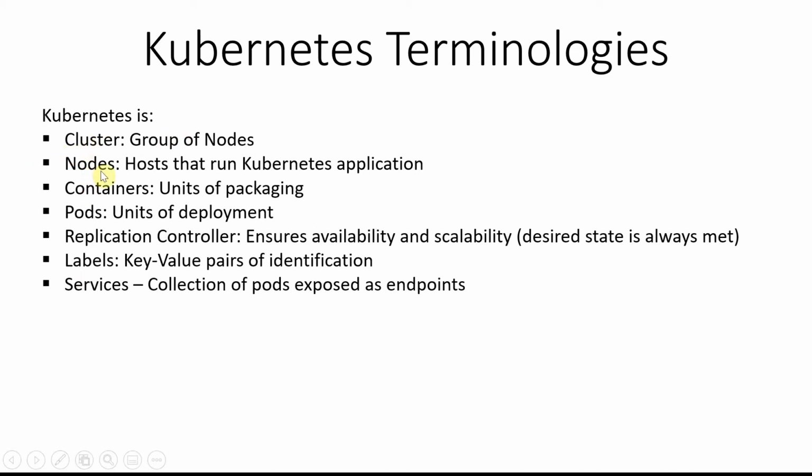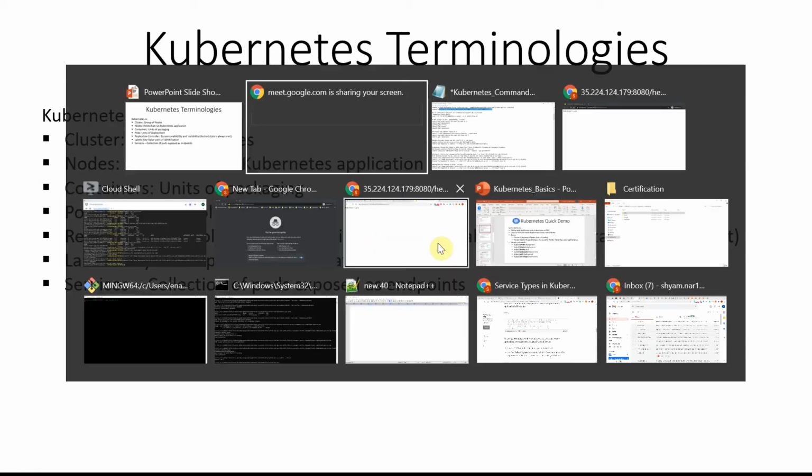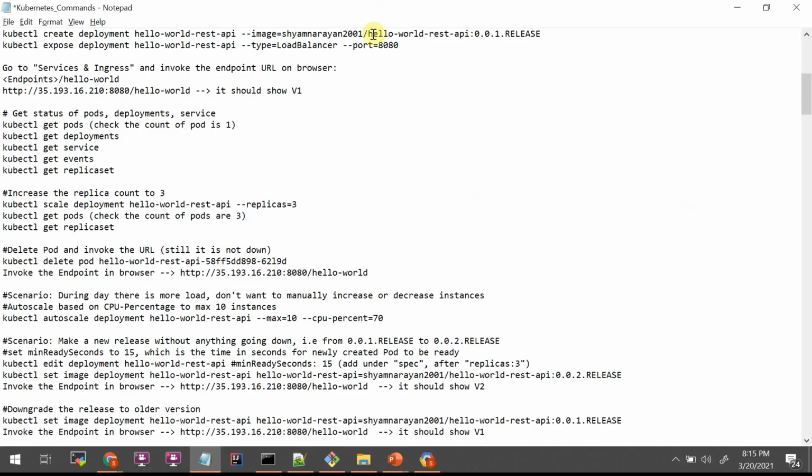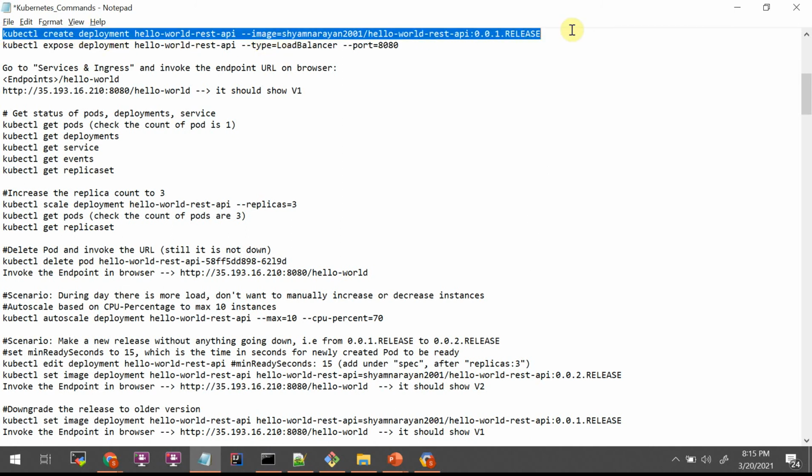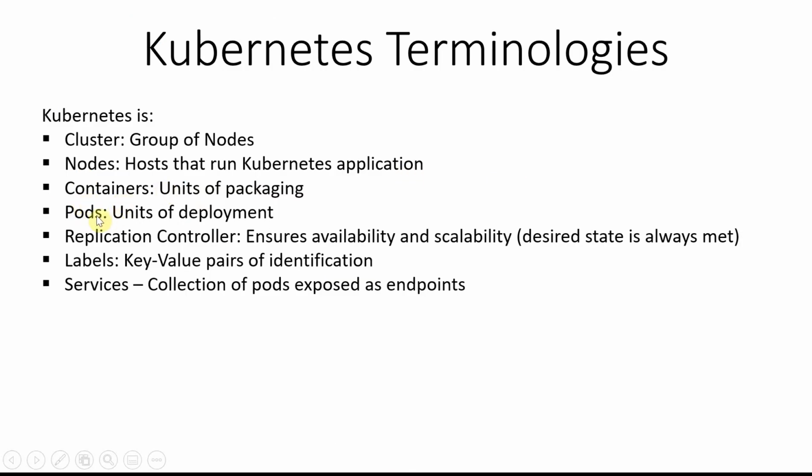Cluster, nodes, and pods. And pods internally use containers. This container image is what this is a container. So deployment. When you execute this command, it actually created a pod behind the scenes, and also it used this container image for creating that pod. So that's why it's container and this pod.